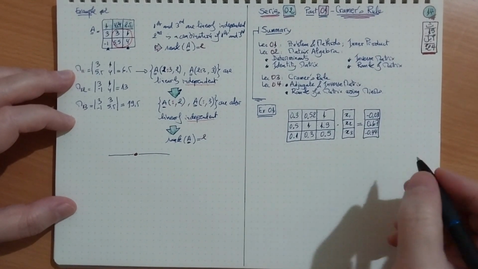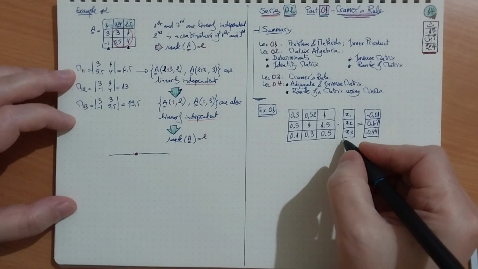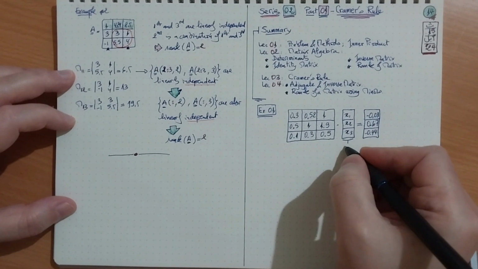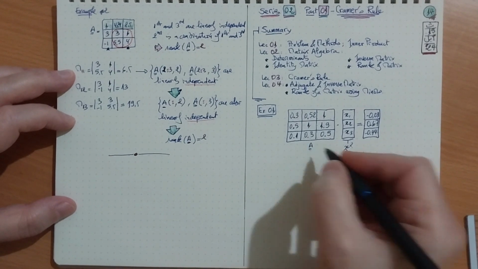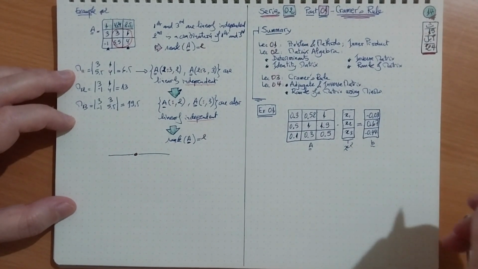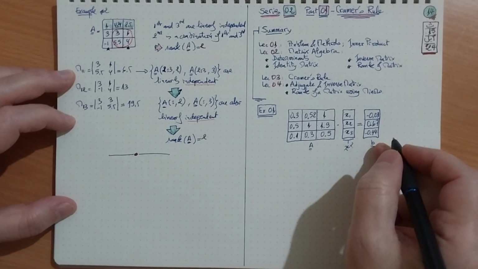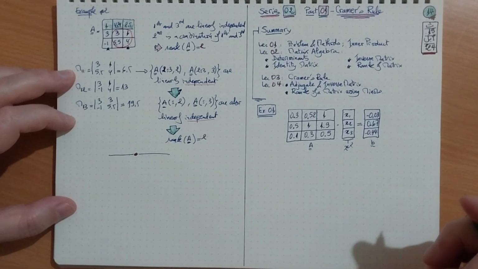So we have our system, and the vector x is the unknown. The matrix A is given, and the vector B is also given. The image vector, the source vector.